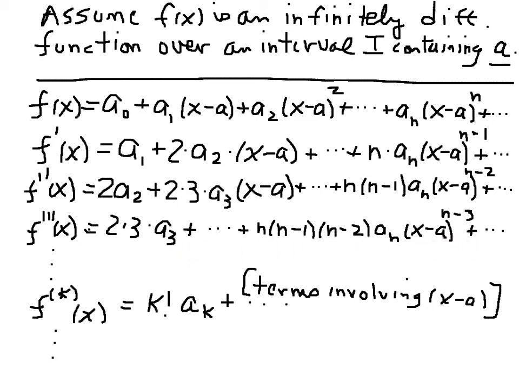What you begin to notice is that the leading term of the kth derivative is of this form: k factorial times a sub k. Here's the third derivative: 3 factorial times a sub 3. Here's the second derivative: 2 factorial times a sub 2. So the general form for the kth derivative at x is k factorial a sub k, and then a bunch of terms that all have an x minus a in them. So keep that in mind.